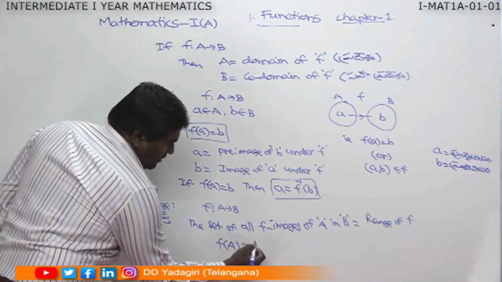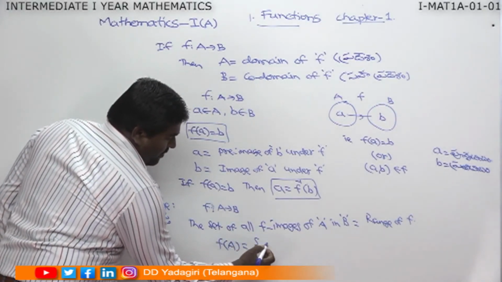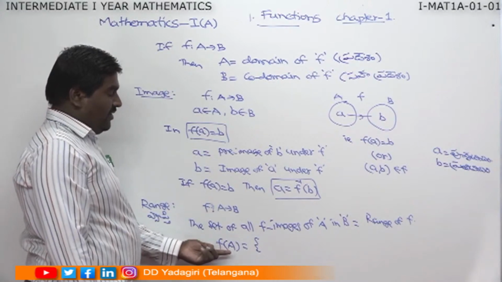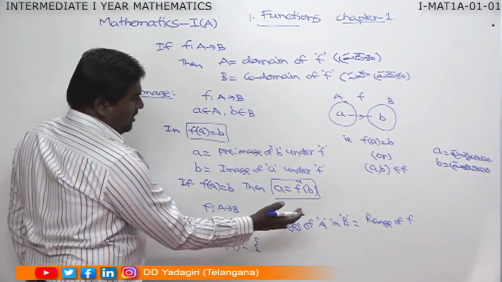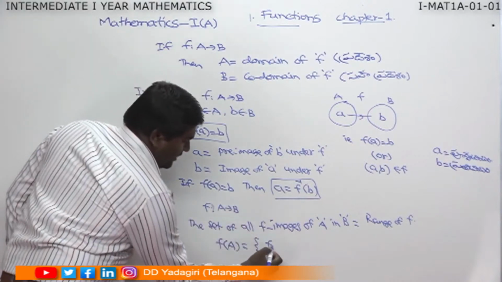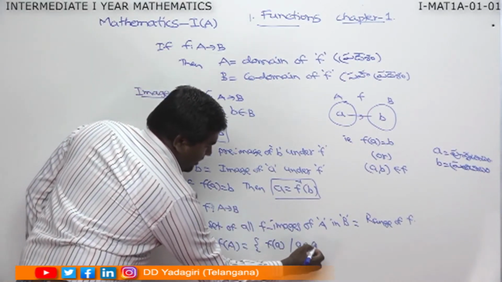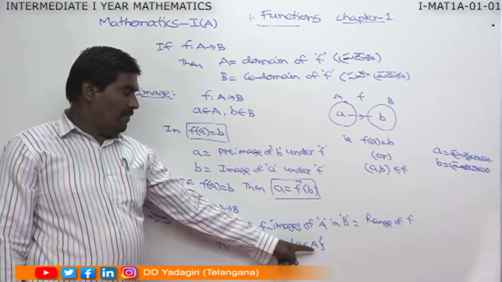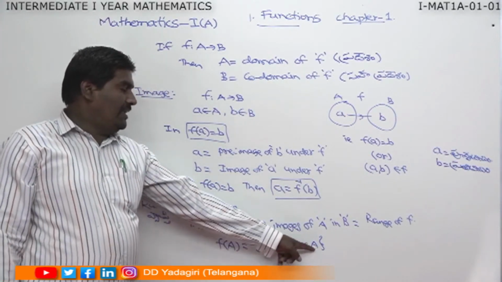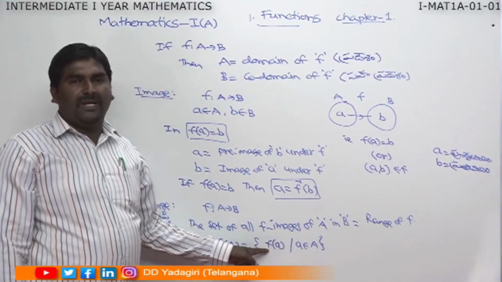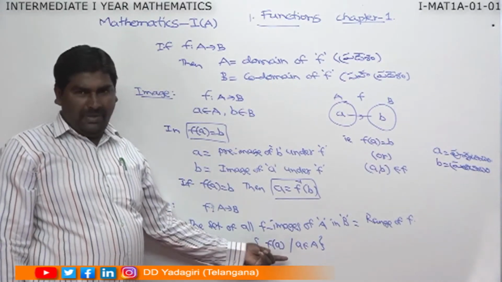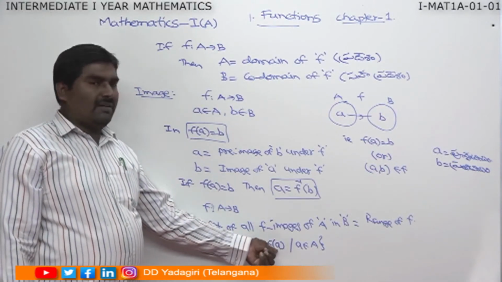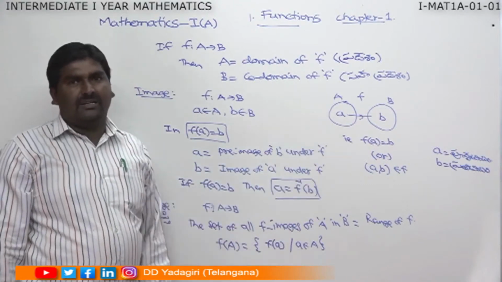f of A is nothing but the set of f of A is the range of the function f. It is f of A, containing all the f images of A. Clearly, f of a such that a belongs to A. Here a is an element from A, that is, from the domain. So for that element which is in the domain, the f image is nothing but f of a. So it may be B. So the range of function f, f of A, is the set of the elements f of a such that a is from A.